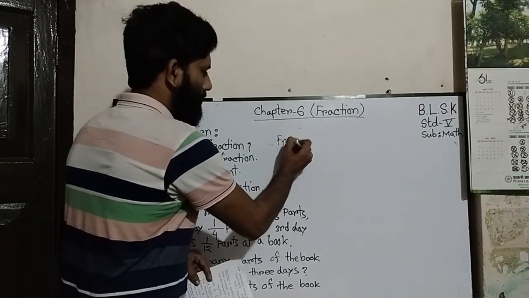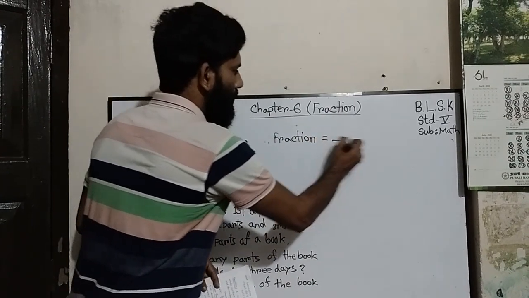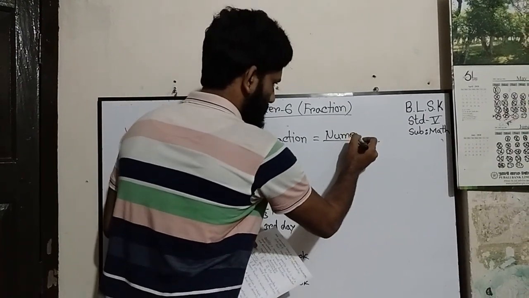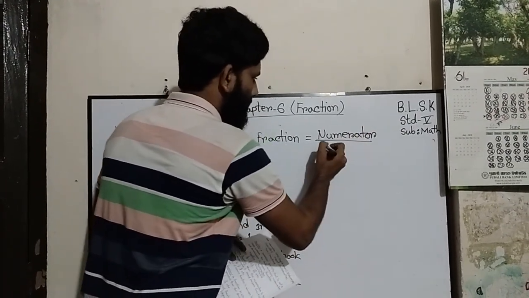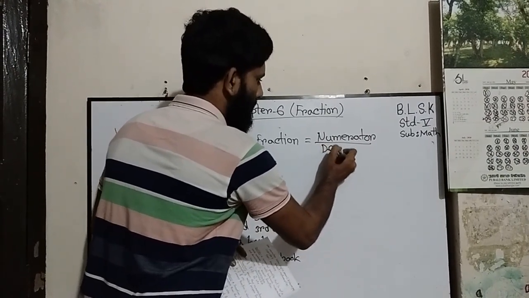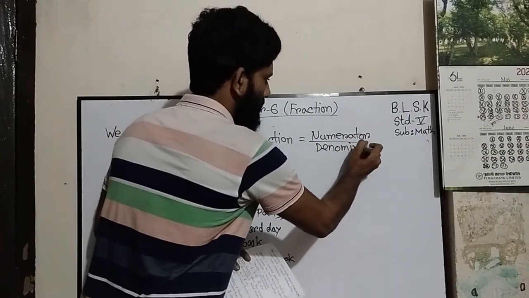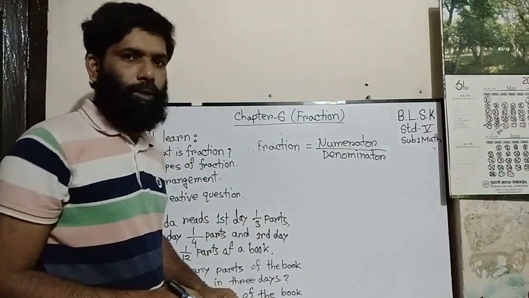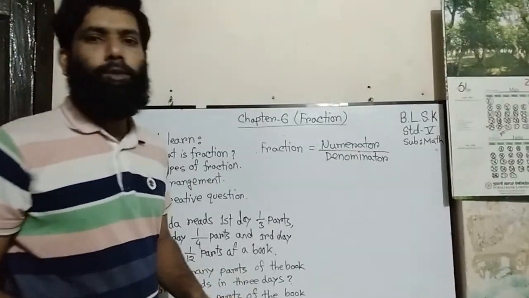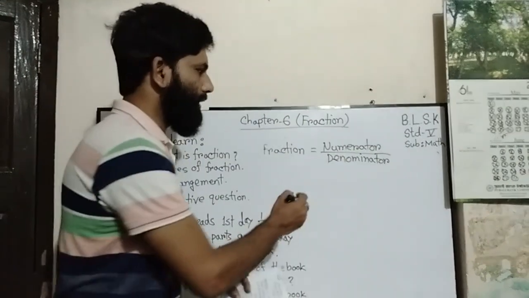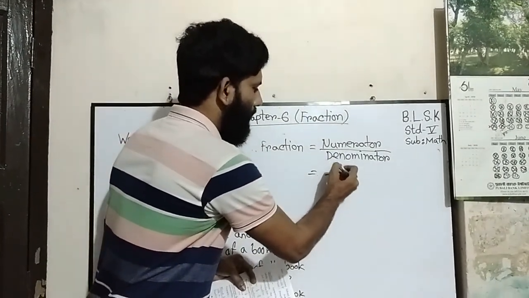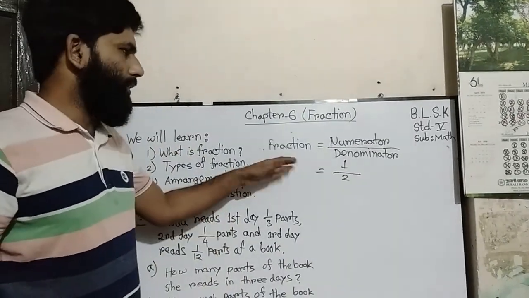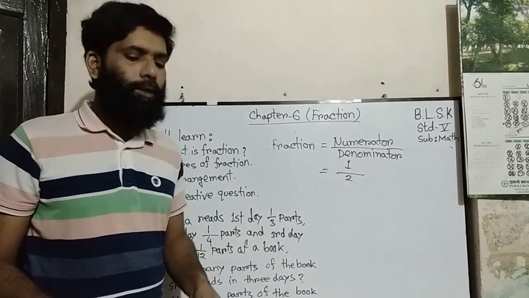Fraction equals numerator divided by denominator. This is called denominator and the upper part is known as numerator. So this is called fraction. The ratio between numerator and denominator is called fraction. For example, if we write 1 and below it 2, that is called a fraction. You have to understand that fraction is the ratio between numerator and denominator.